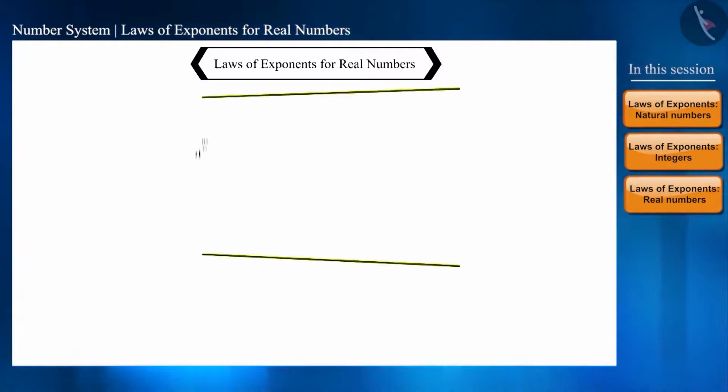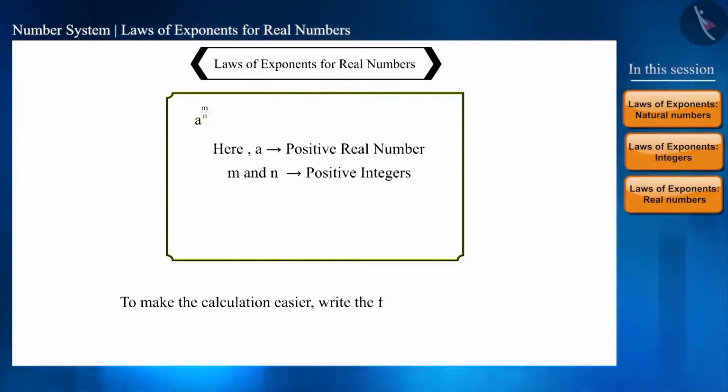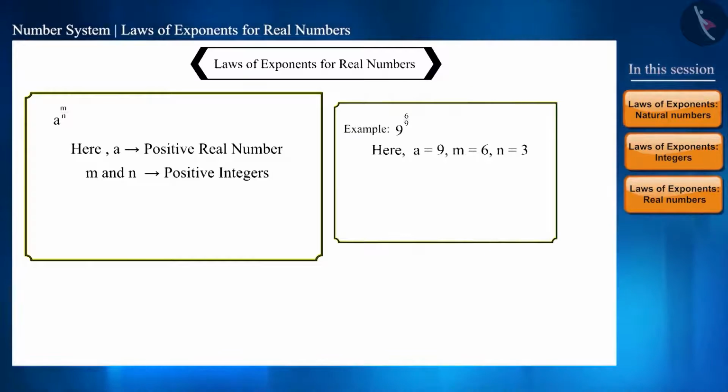If the power of a real number is in the form of a fraction, and if the same fraction can be simplified further to make the calculation easier, the fraction should be written in its simplest form. As in this example, we divide 6 by 9 by 3 and we get 2 by 3.